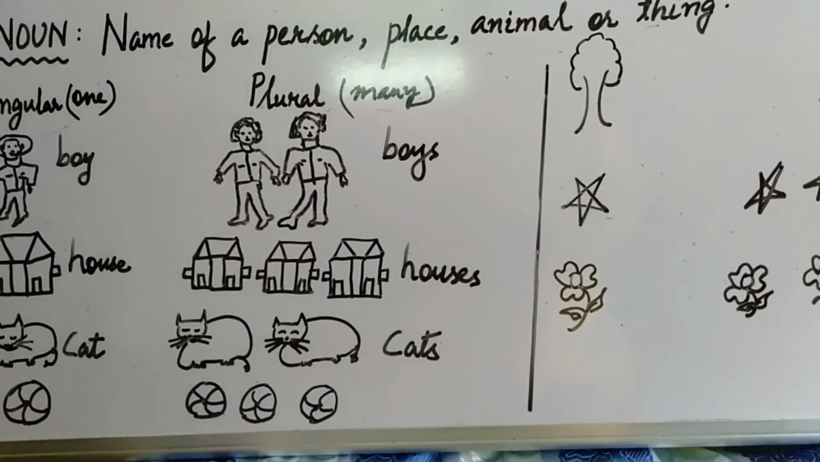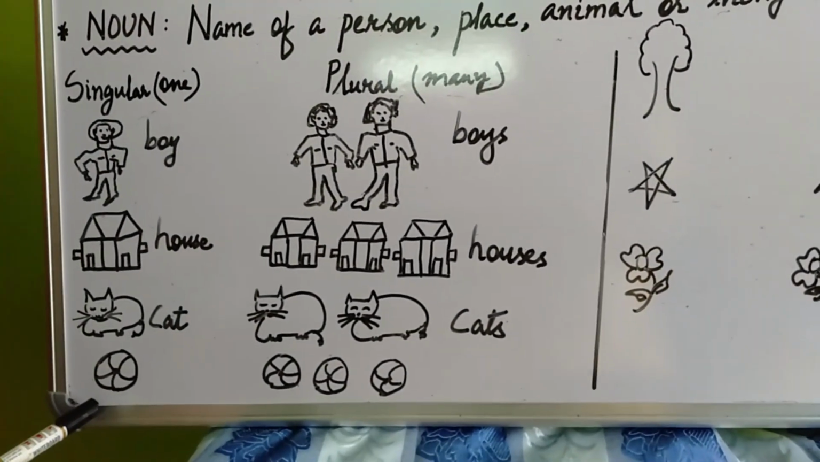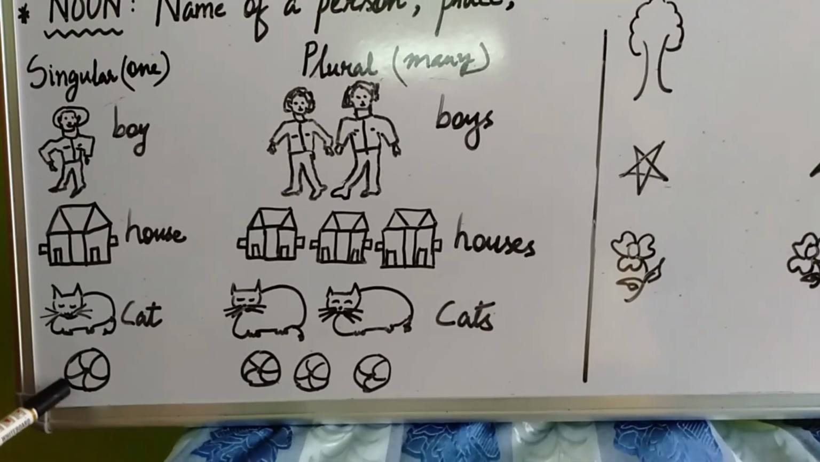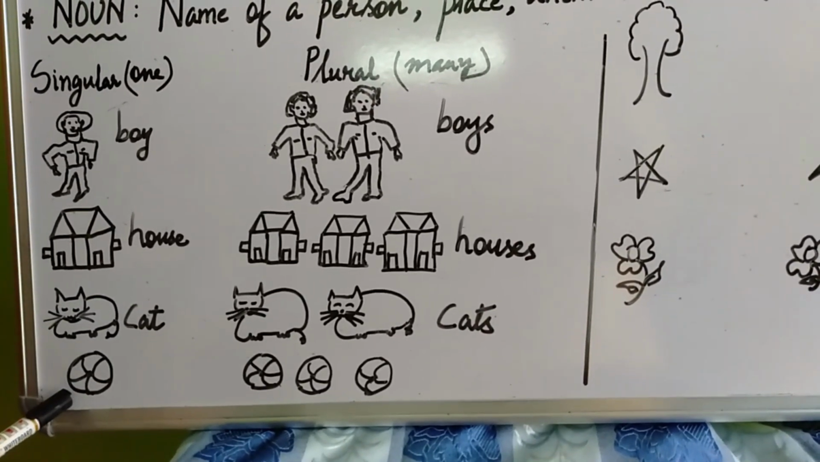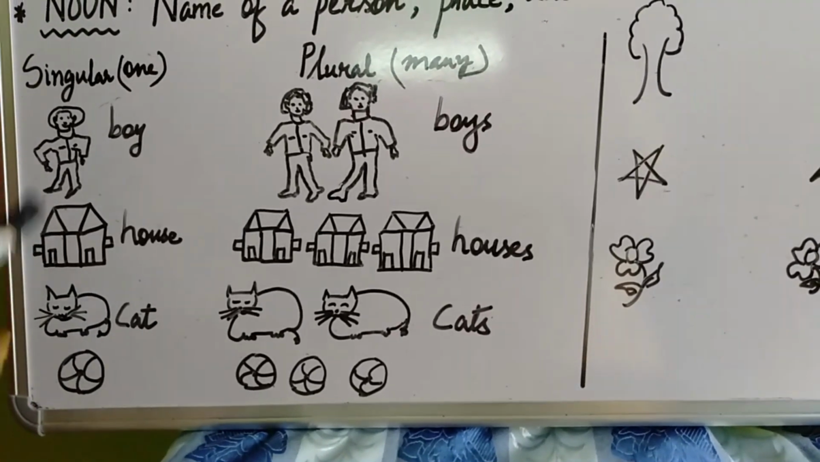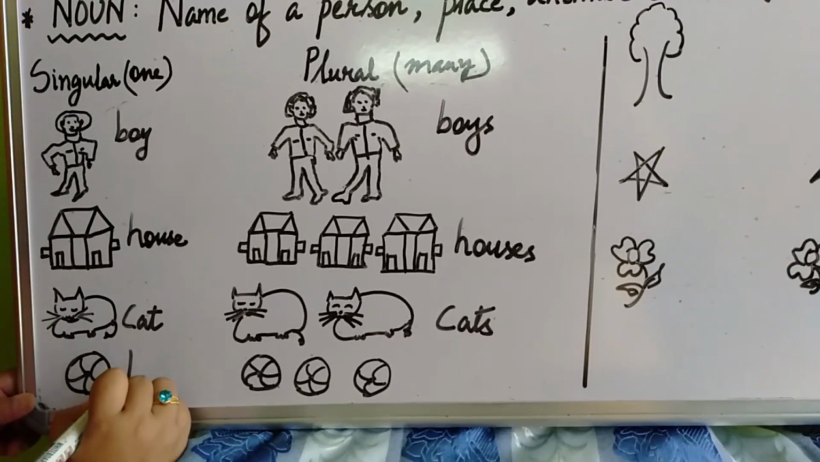Right? What can you see next here? It is a ball. This is singular or plural? Singular. It is a thing. Right? It is a thing and only one. We call it as singular. Ball.